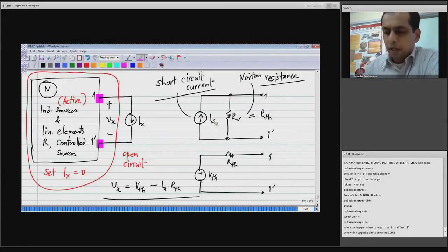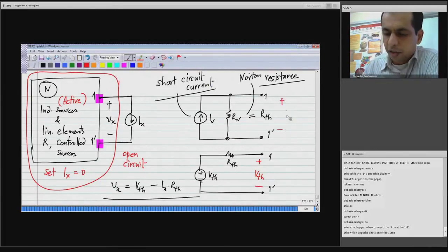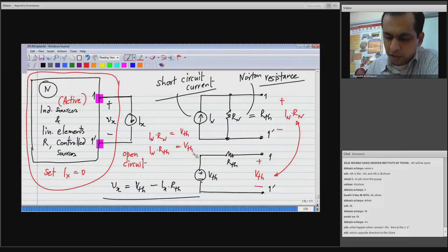Now, this IN is of course related to VTH in a very simple way, and a very easy way to see that is, first of all, this is the Norton equivalent circuit of this, and this is the Thevenin equivalent circuit of the same circuit. So clearly these two also have to be equivalent to each other. If you look at the open circuit voltage between 1-1 prime, what we have is VTH itself, because by definition that's the open circuit voltage, and here also you see that no current flows through RTH. Now in this case, if you open circuit 1-1 prime, all of this IN will flow into RN, and the voltage that appears is IN times RN. These two have to be equal to each other. So IN times RN equals VTH, or IN times RTH equals VTH, and RN and RTH are the same thing.